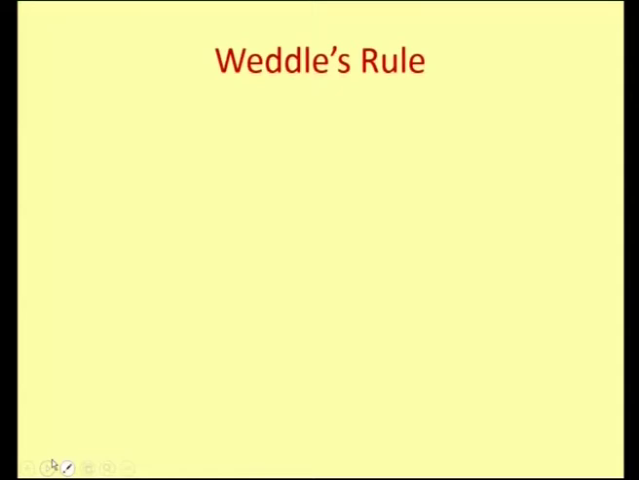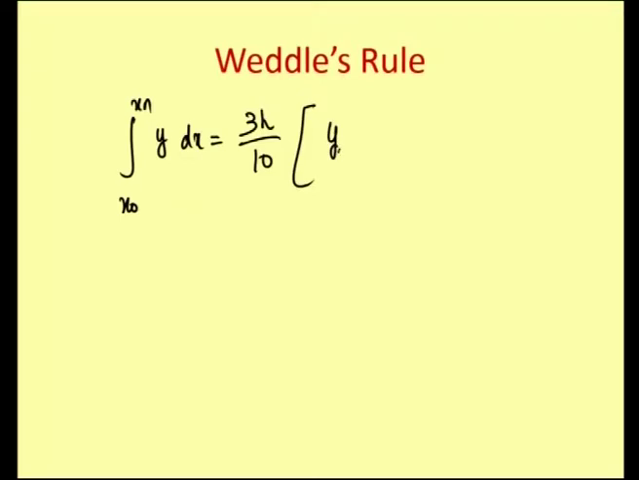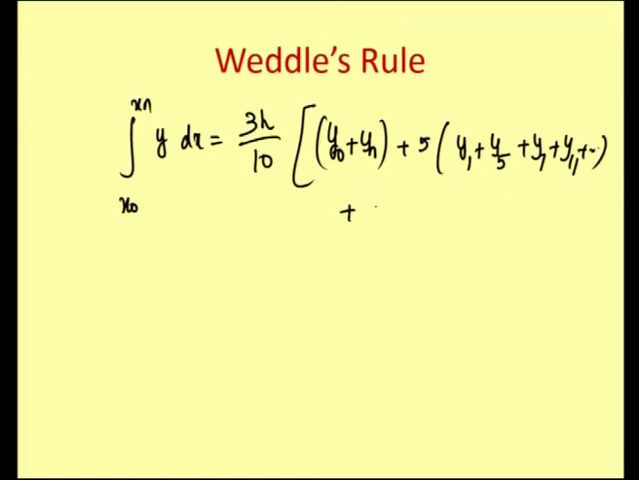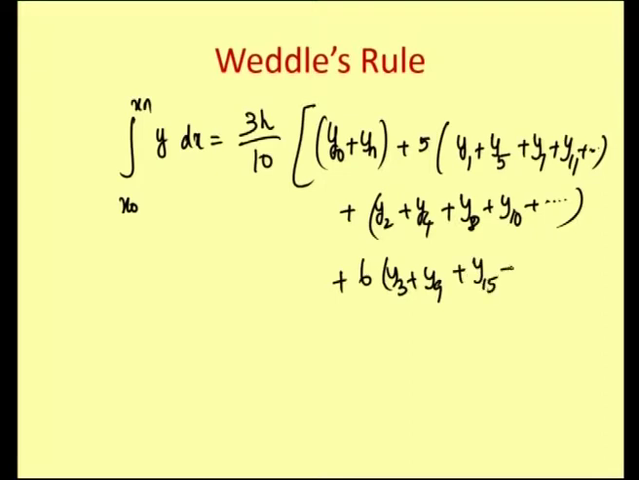Then we have Weddle's rule. Weddle's rule is given by the formula: integral x0 to xn of y dx is equal to 3h by 10 times [y0 plus yn plus 5 times (y1 plus y5 plus y7 plus y11 plus etc.) plus (y2 plus y4 plus y8 plus y10 plus etc.) plus multiples of 3 taken separately (y3 plus y9 plus y15 plus etc.) and multiples of 6 taken separately (y6 plus y12 plus y18 plus etc.)].